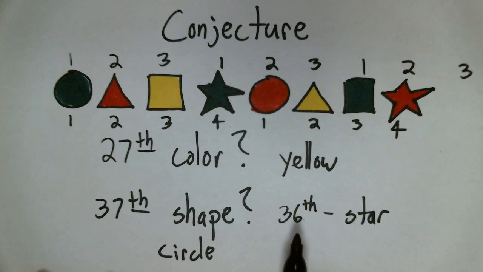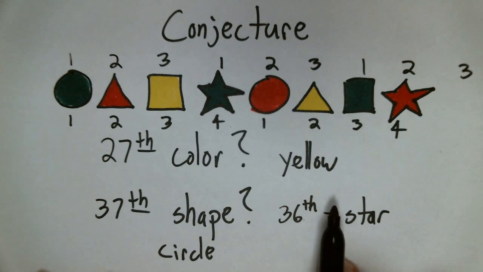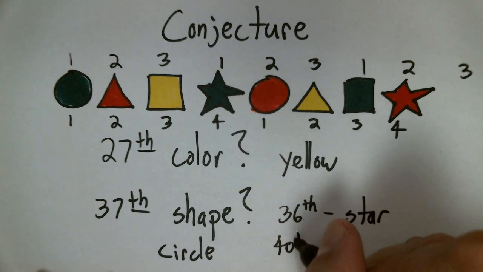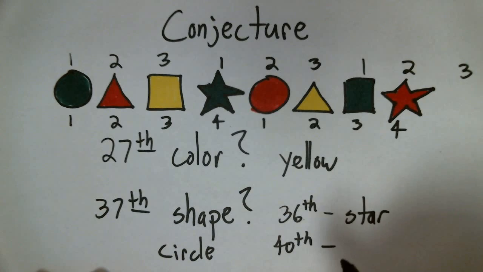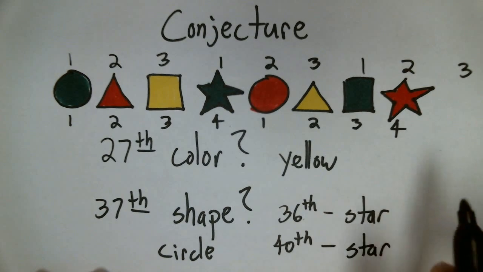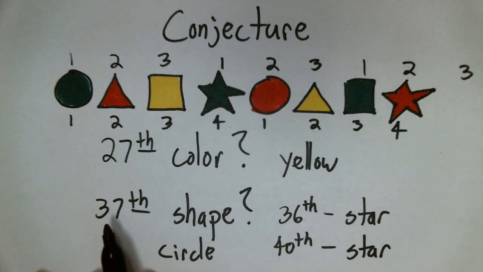And you don't have to start with the one below it. I could do the one above it. Let's go with 40. 40 is close to 37, and it's divisible by 4. And we already said the 40th is what? Is the star. But 40th is a little bit away from 37.